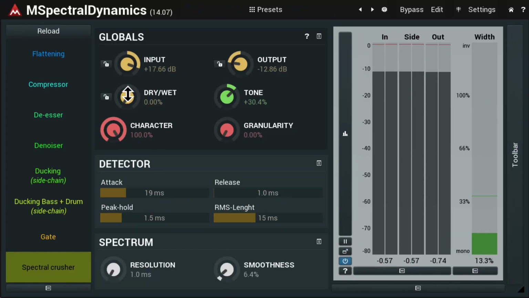MSpectralDynamicsLE can do creative sound design too. Check out the Spectral Crusher for a dose of edgy inspiration.